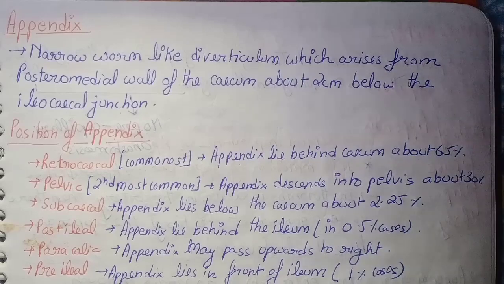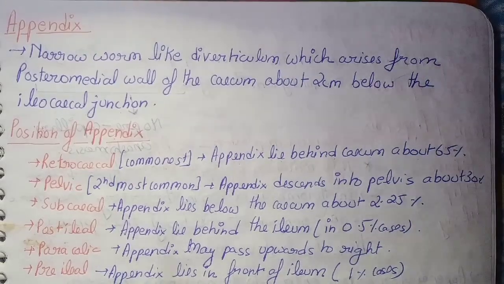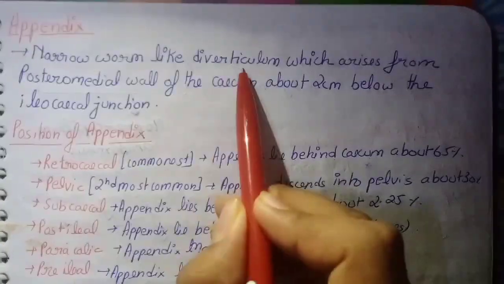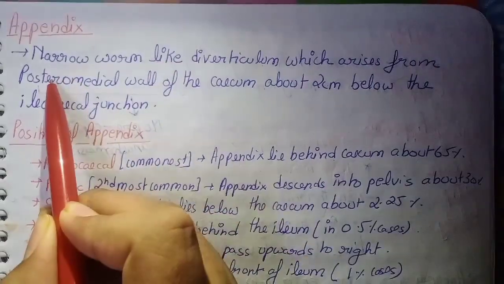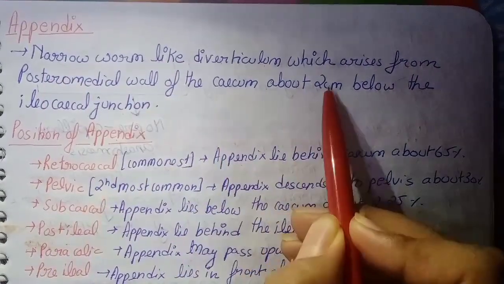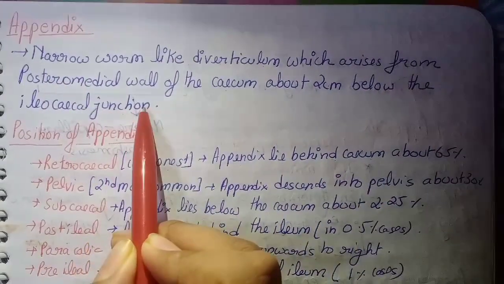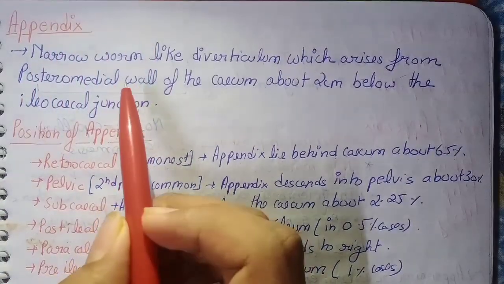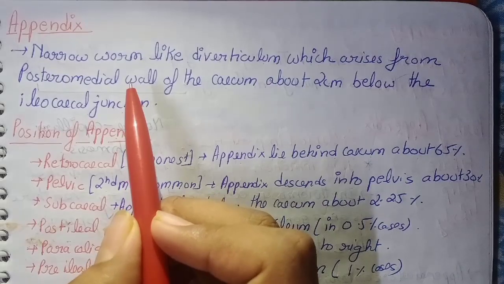Today's topic is vermiform appendix. In this video, I'm going to discuss the vermiform appendix. It is a narrow worm-like diverticulum which arises from the posteromedial wall of the cecum about 2 cm below the ileocecal junction. This is the vermiform appendix, which is also known as the vestigial organ of the human body.